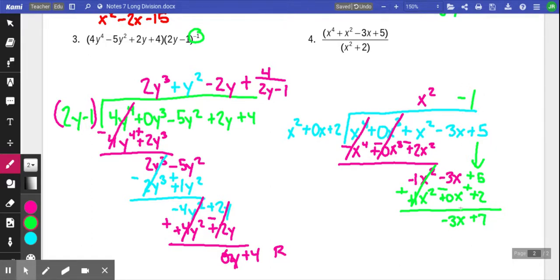That means that this right here, what remains, because x squared times something is going to give me negative 3x, that's not possible. All right, so that means that what I'm left with is my remainder. So I need to plus and put my remainder, which is negative 3x plus 7, over what I was dividing by, which was x squared plus 2. So all of this would be my final answer. All right, and that is your process for long division.